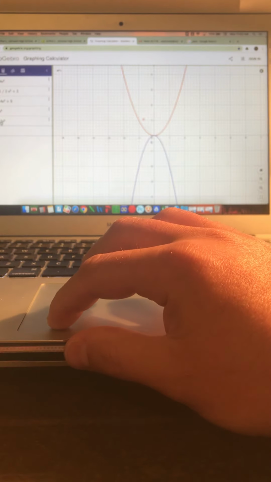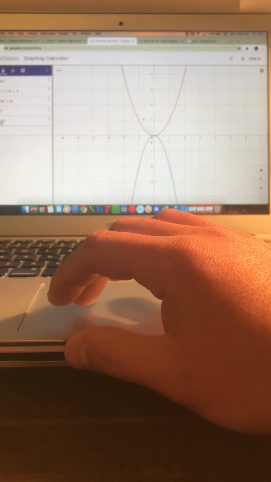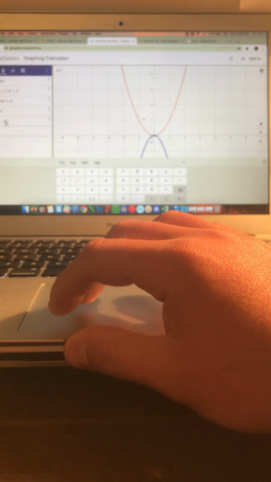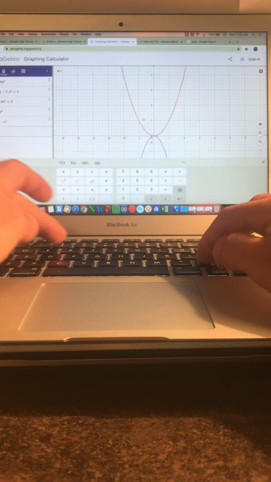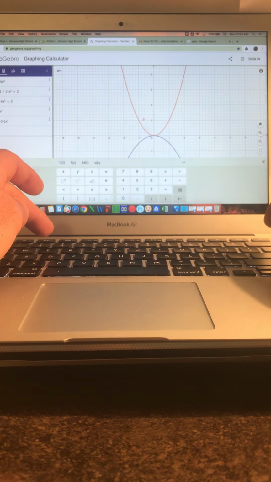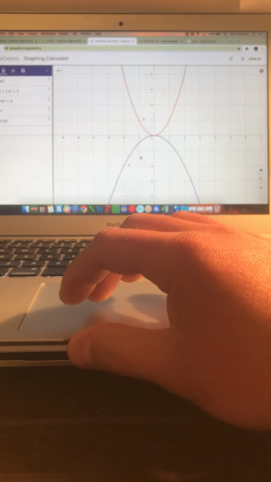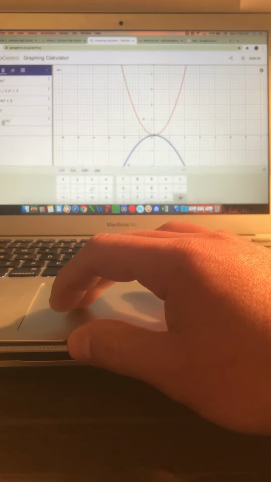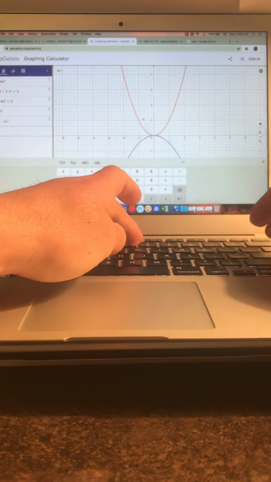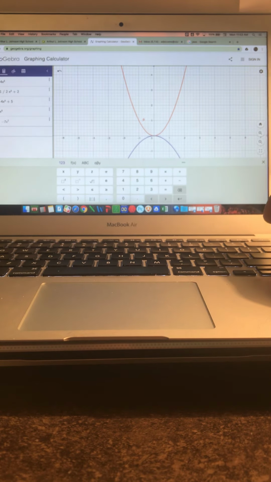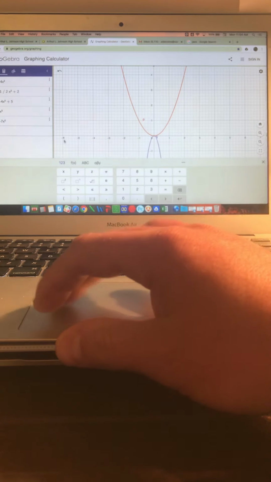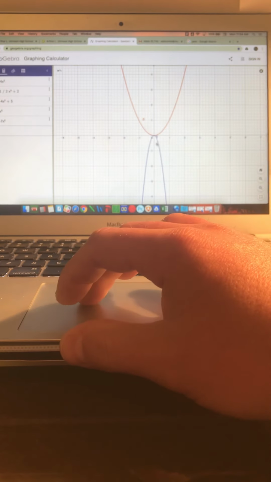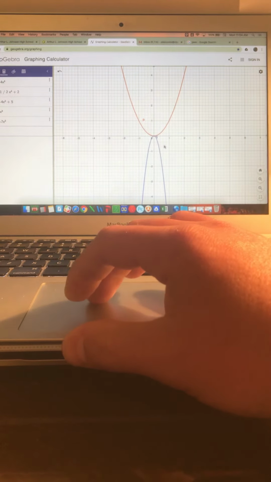So remember we said negatives open down. So the same thing happens if it's negative. And we did maybe 0.5. It's opening down and wider. All right. If it was negative and we made it negative 7, it's opening down and it's narrower, stretched.